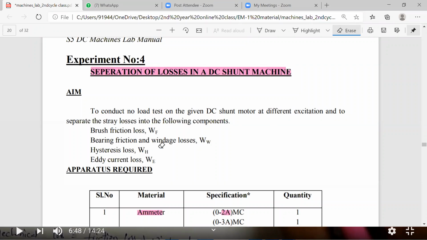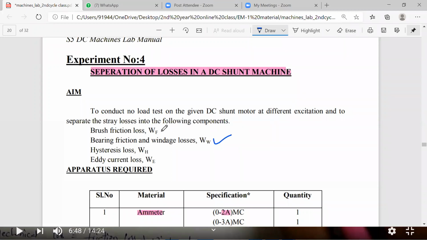Second one, bearings. Because the armature is rotating, if you want to rotate the armature, we need 2 bearings on both sides. Some losses occur at the bearings, and the armature is rotating in the air. Because of air friction, some losses occur. That loss is treated as windage loss. So the total mechanical losses are represented as WW, windage and bearing frictional losses. So these are mechanical losses.